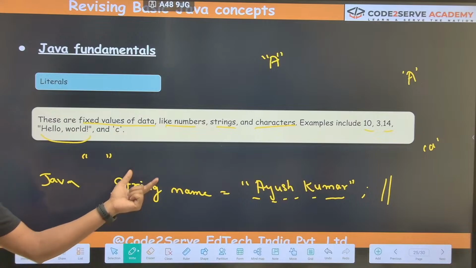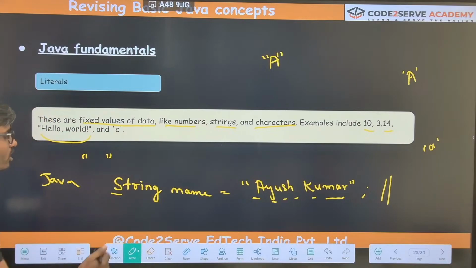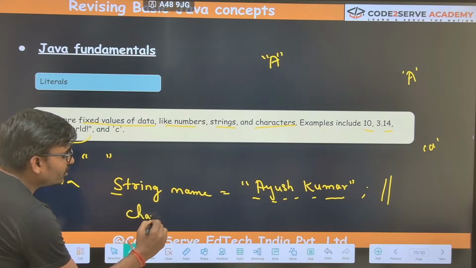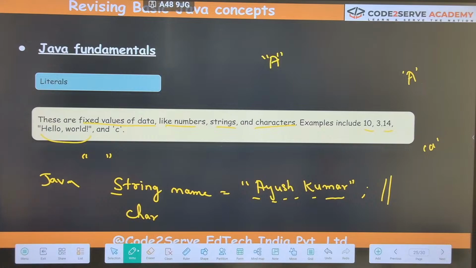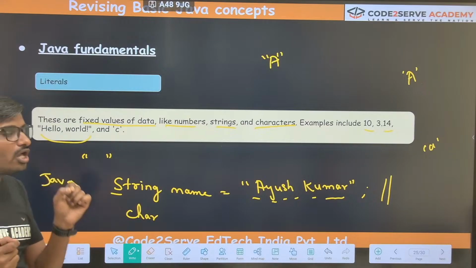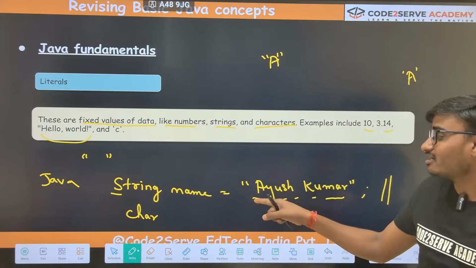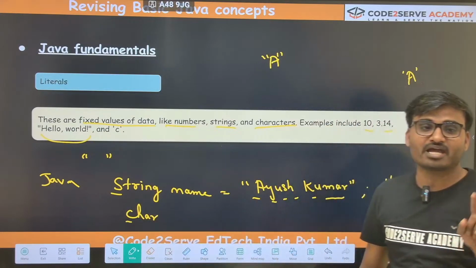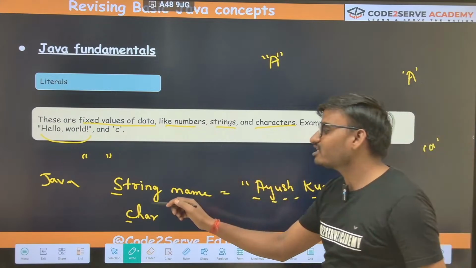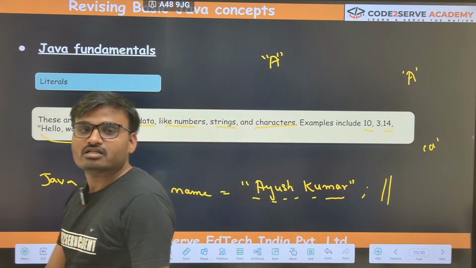So remember this, for string we use double quote, and for character we use char. You should keep in mind that almost all the data types start with a small letter, all the data types except String. String will start with a capital letter.